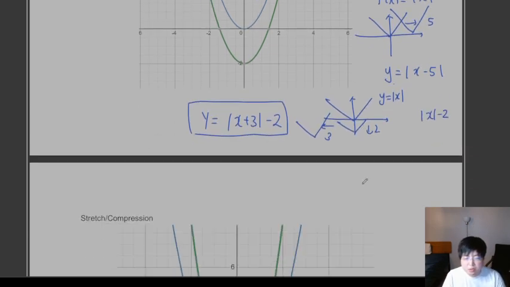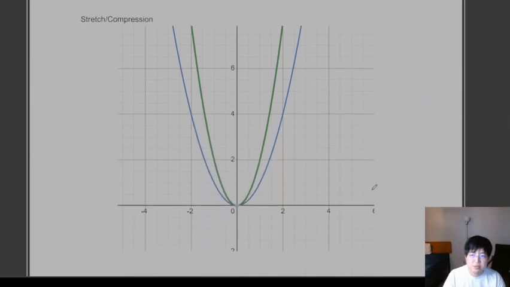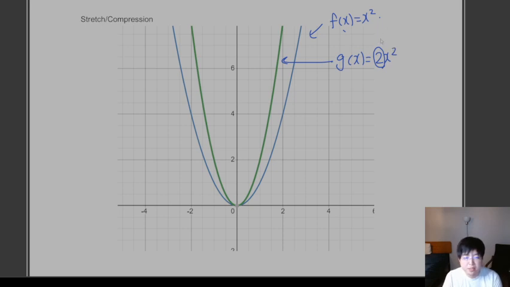So next, let's go to the next transformation. So next one is stretch and compression. So again, the blue one is f of x is x squared, okay? And the green one is, let's call it g of x. So g of x is 2x squared. So as you can see, the difference compared to f of x is I multiplied the function by 2.